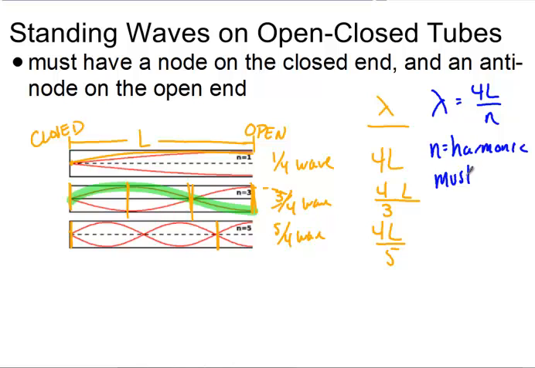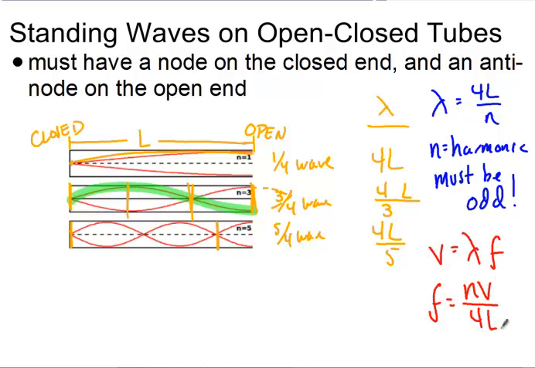They must be odd, that is correct. In order for this wave to take hold in an open-closed tube, sometimes just referred to as a closed-ended tube, the harmonic number must be odd. And again you plug in V equals lambda times F. Once we rearrange it, F equals NV over 4L, where again N must be an odd integer.